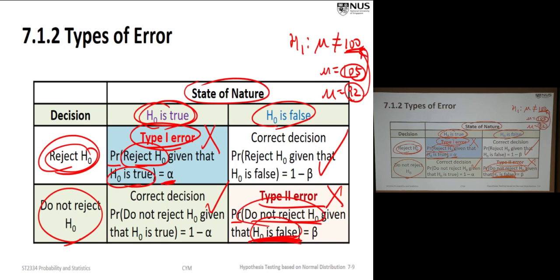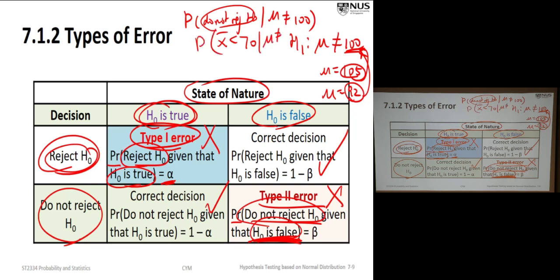My point is that I cannot compute the probability of not rejecting H naught, given mu not equal to 100. I cannot compute this probability. Why? Because, okay, it's very simple. Let me decide that, okay, if X bar is less than 70, I will reject it. Can we compute this probability? We cannot.